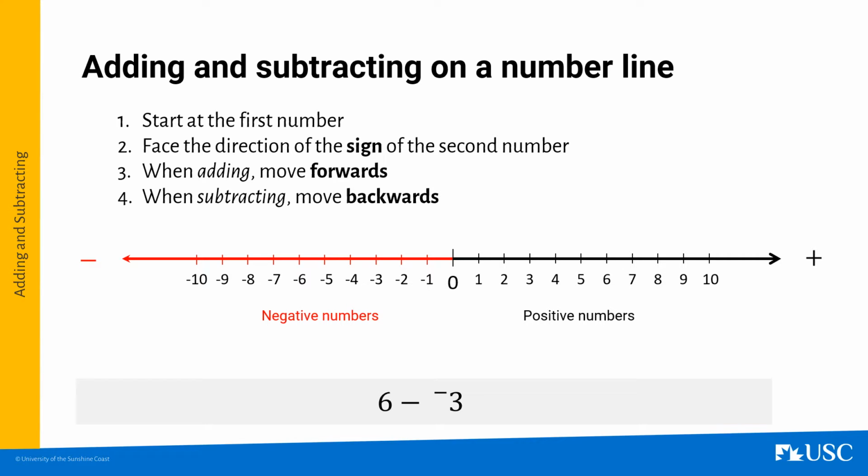Let's try 6, take away negative 3. We'll start off at 6. We need to face the negative direction for negative 3. We're subtracting, so we'll move backwards 3 places, and that puts us at 9.